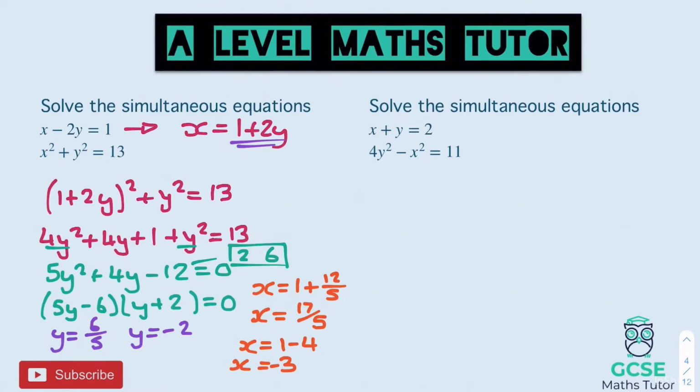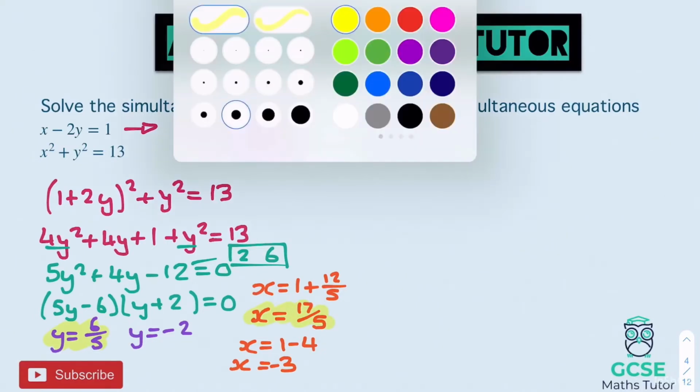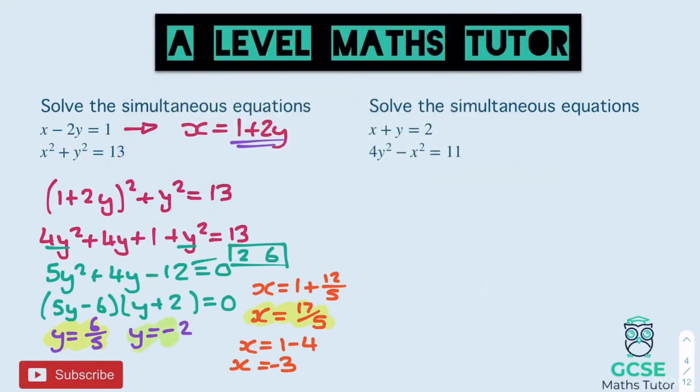We've got the first one there, which is y is 6 over 5, and that gives us x is 17 over 5. And for the other one, we've got y equals negative 2, and that gives us x equals negative 3. And there's our two solutions. Right, on to the next one then. So if we sub these in, let's have a look at how we're going to do this.